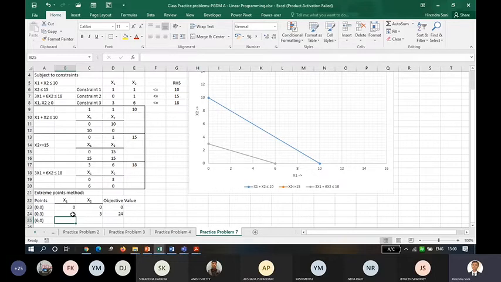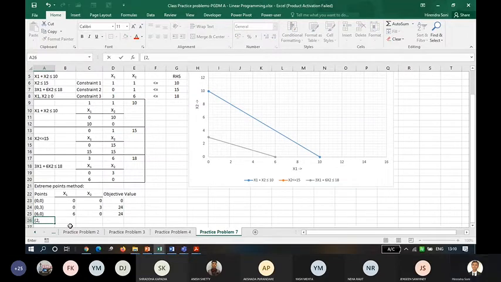What about 6, 0? Still it is 24. So that means this value is also maximum and this value is also maximum. So we have got two values. Let us look at other values on the same line. Let us say 2, 2. If we take 2, 2, what will happen? Even then we get the same 24.